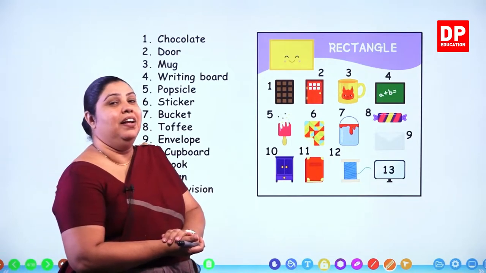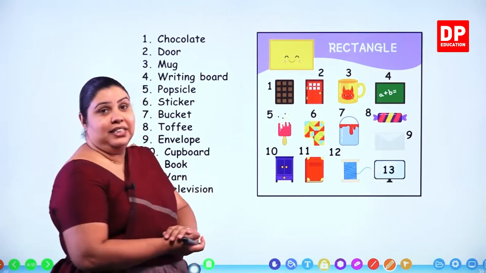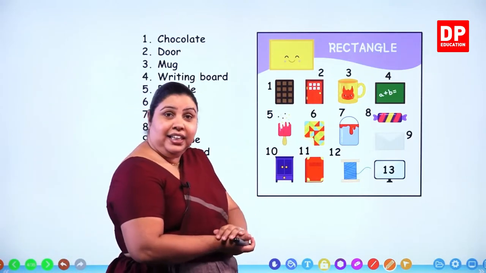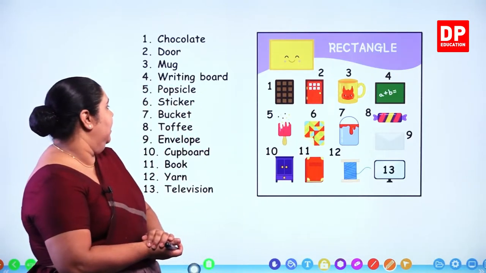Popsicle. We call it ice cream. It is in the shape of a rectangle. Sticker. There are stickers in that shape as well.